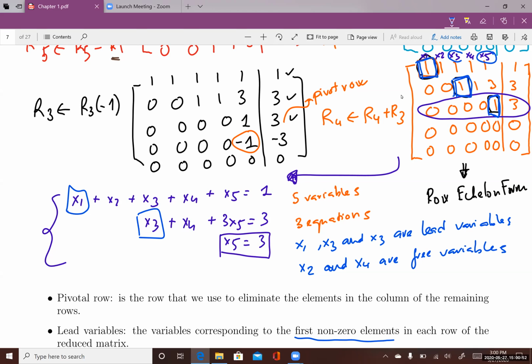Since x2 and x4 are free variables, that means you can have an arbitrary value for them because they are free. So you can let x2 equal alpha, where alpha is a real number, and x4 equal something else, a different variable. Let's say beta, where beta is a real value. So you assign a value for x2, you assign a value for x4, then you can solve x1, x3, and x5 according to the values of x2 and x4.